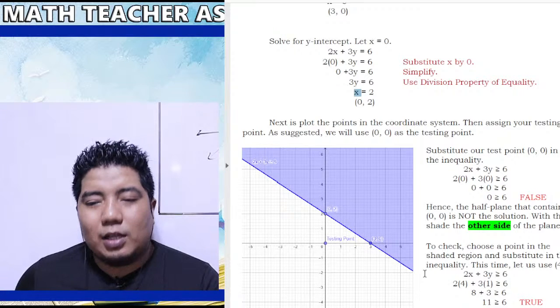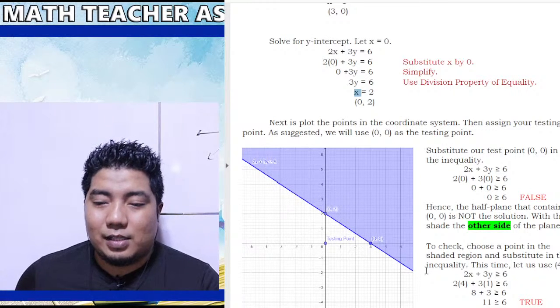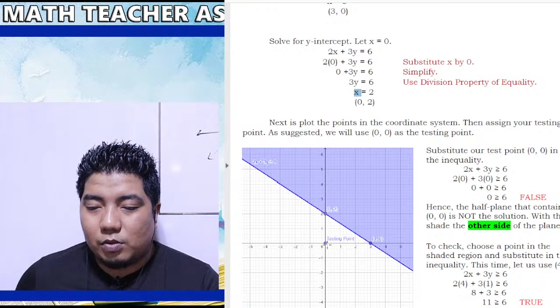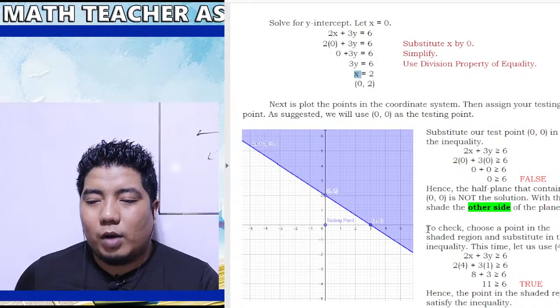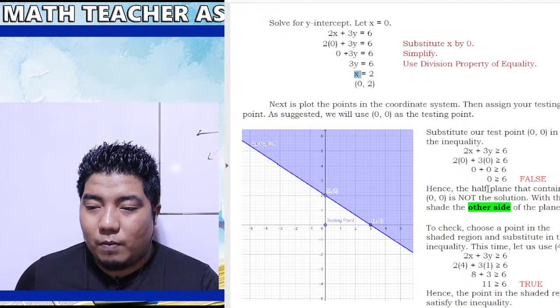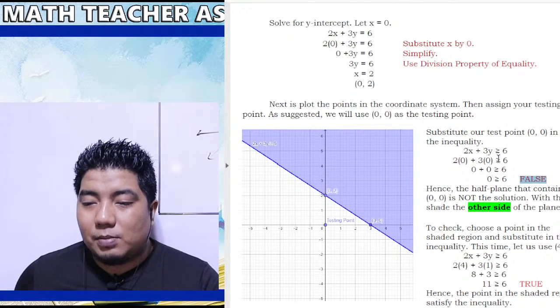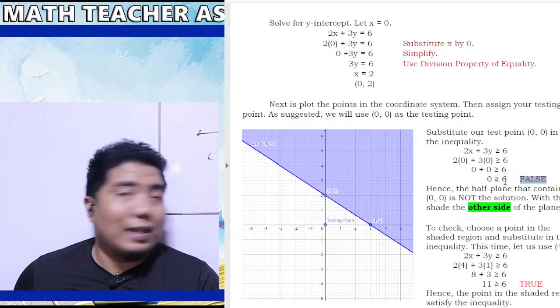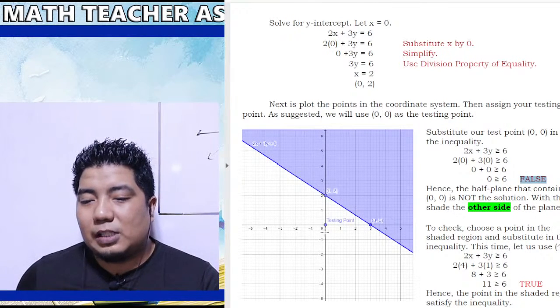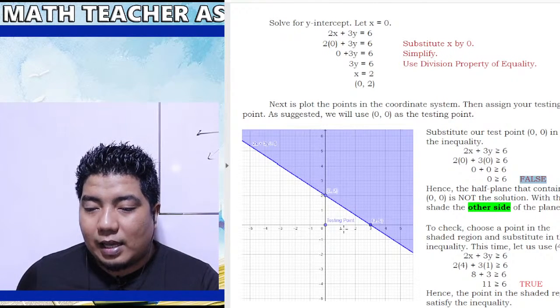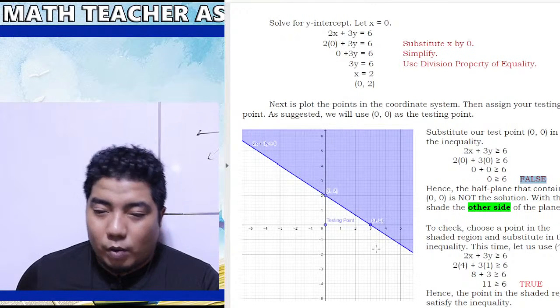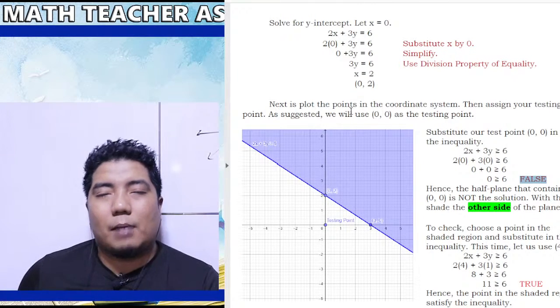You make a solid line, and then now you will test the 0, 0. So, since 0, 0 is here, you will test that one. By testing 0, 0, it gives us a false statement. So, 2 times 0 plus 3 times 0. So, 0 plus 0 is greater than or equal to 6. And that is not true. So, that is false. Therefore, 0 is not part of the answer. So, otherwise, we shade on the other side.